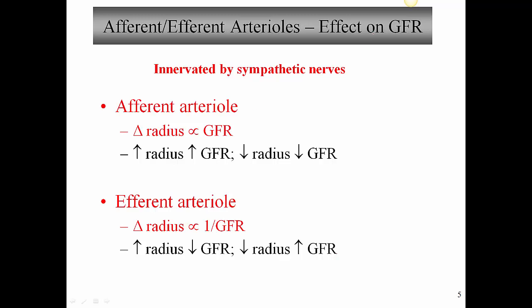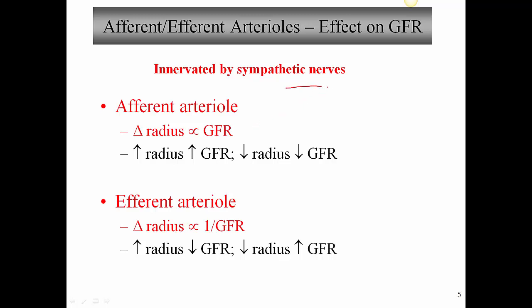Now, how do we control glomerular filtration rate? Remember, we said that there were sympathetic nerves that followed the blood vessels into the kidney, and these actually will affect the diameters of the afferent and efferent arterioles. So let's take a look at how the diameter of the afferent and efferent arterioles affects glomerular filtration.